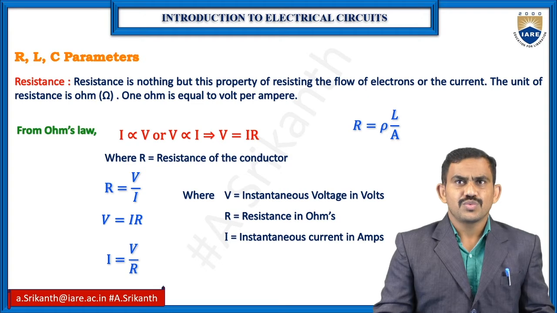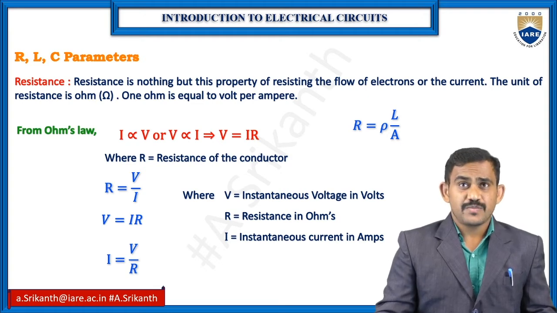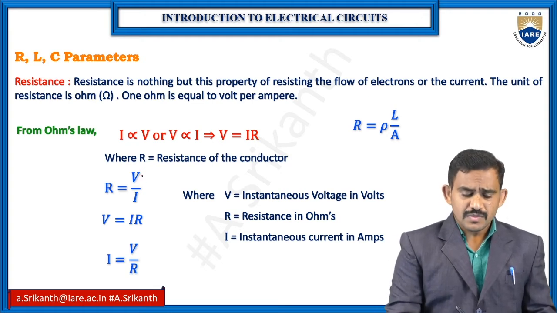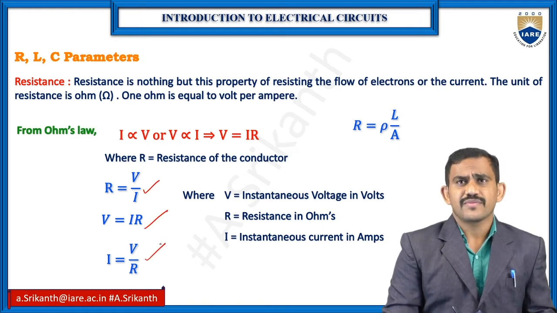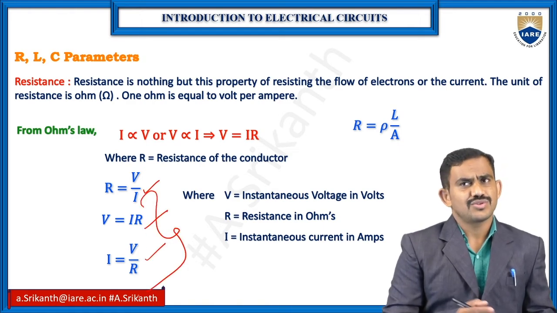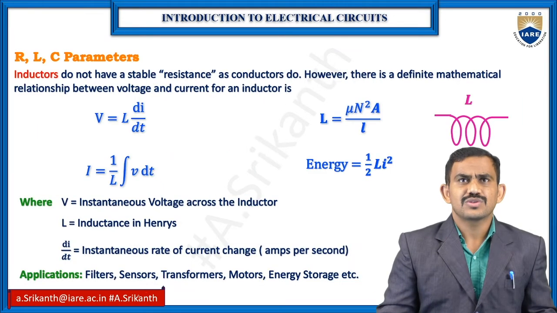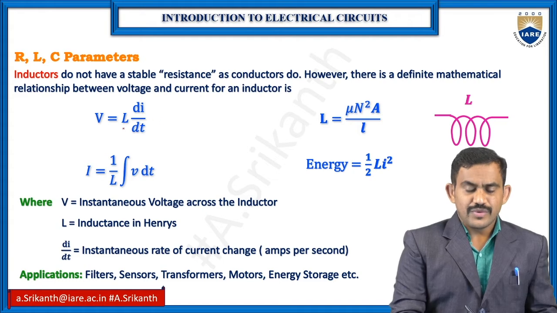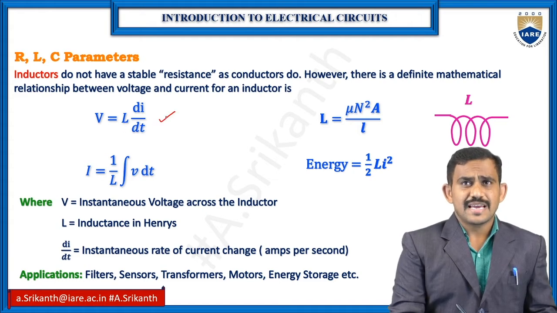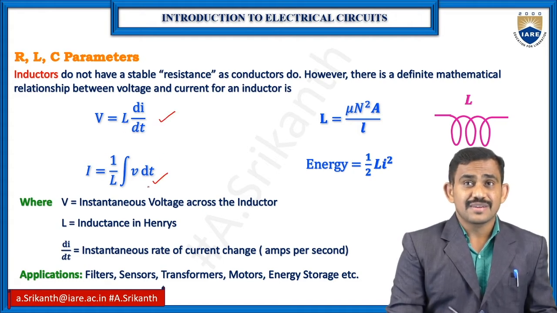And coming to the current relationship for resistor, R equals V by I, V equals I into R, I equals V by R. From Ohm's law we have these values, so no need to worry about that. Coming to inductor, we have V equals L di by dt, and I equals 1 by L integral V dt.